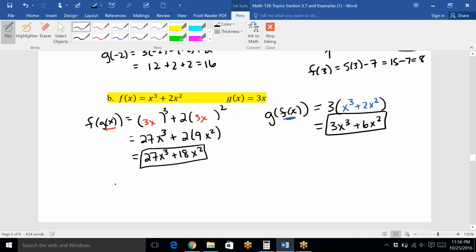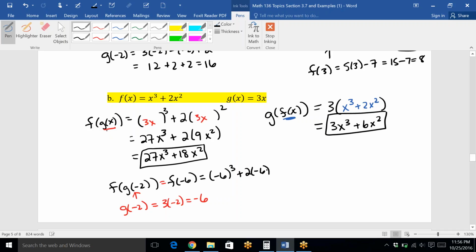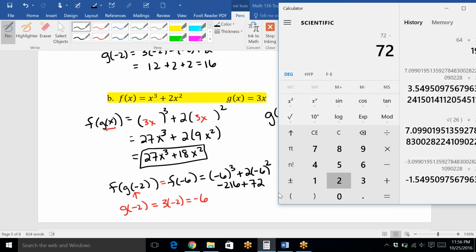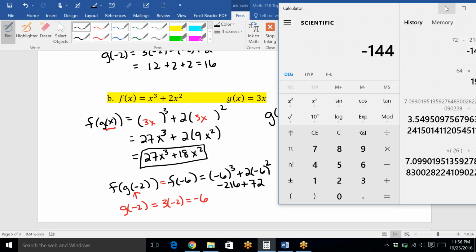Then we need to do f of g of negative 2. So we're going to do this part first. g of negative 2 is 3 times negative 2, which would be negative 6. So now I'm doing f of negative 6. So that would be negative 6 cubed plus 2 times negative 6 squared. That would be negative 216. That is 36 times 2, which is 72. So 72 minus 216 is negative 144.